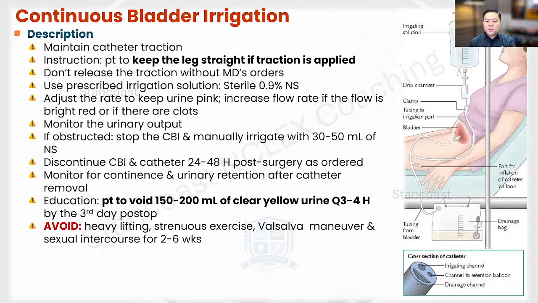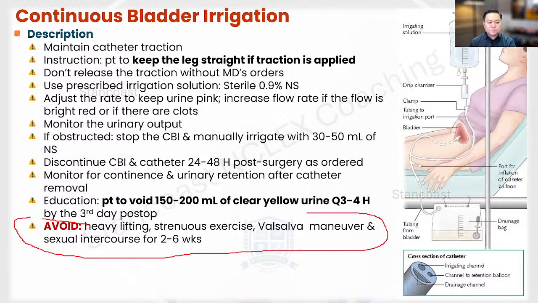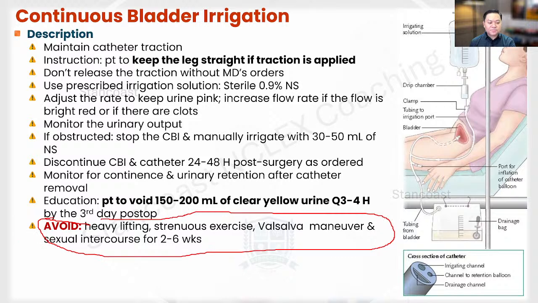Now, also teach the patient to avoid strenuous activity. Another instruction: risk reduction. Teach the patient to avoid lifting heavy objects and also strenuous exercises, the Valsalva maneuver, bearing down when passing hard stools, and to avoid sexual intercourse for about 2 to 6 weeks.